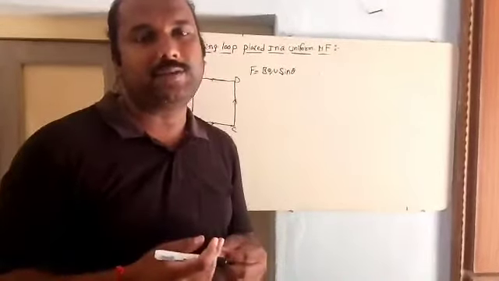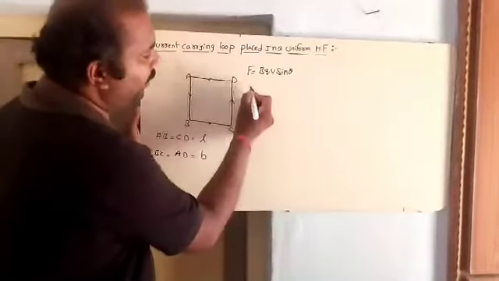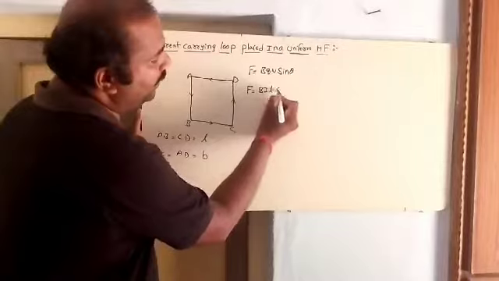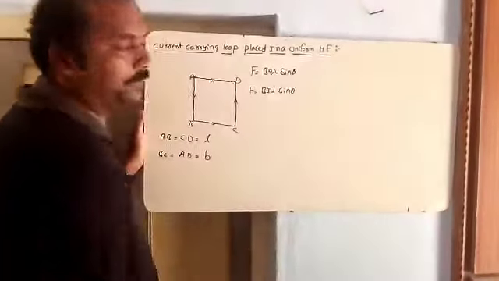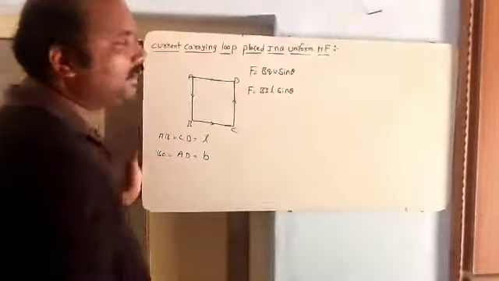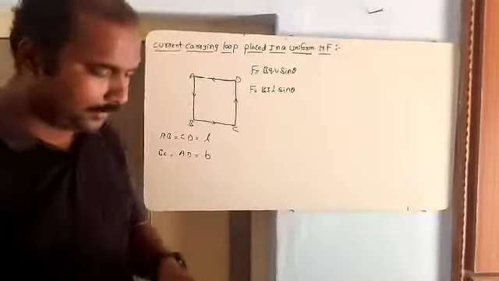Similarly, a current carrying conductor placed in a uniform magnetic field also will experience a force. That force is given by F is equal to BIL sin theta. Now we have to depend completely on this: F is equal to BIL sin theta.